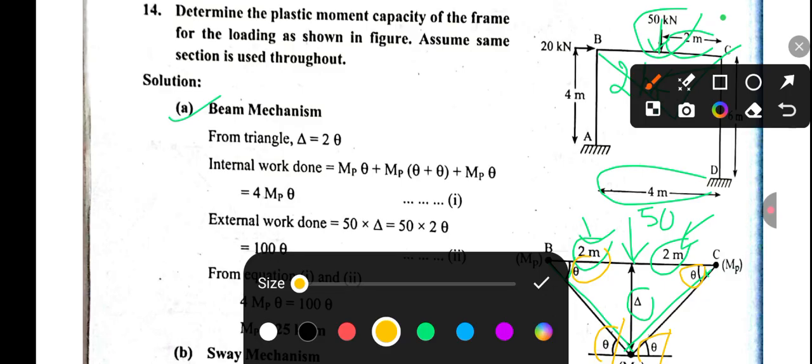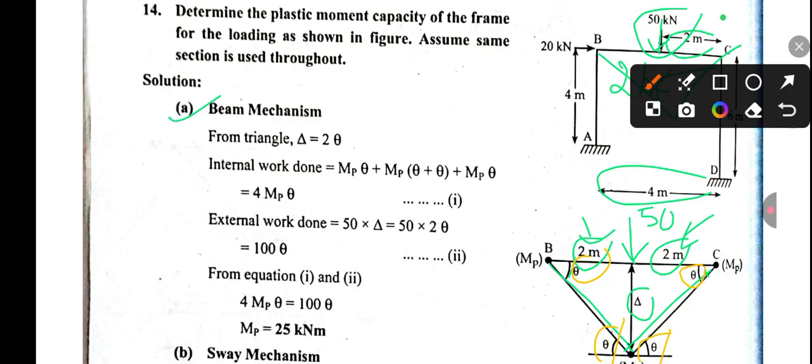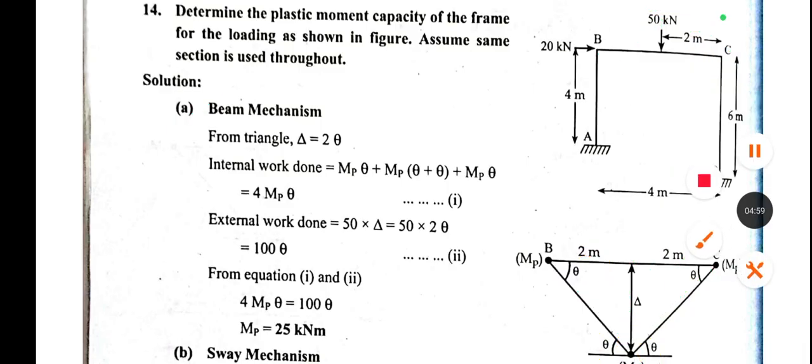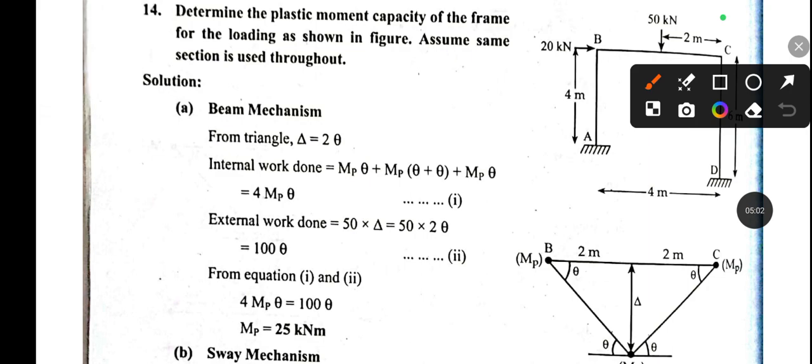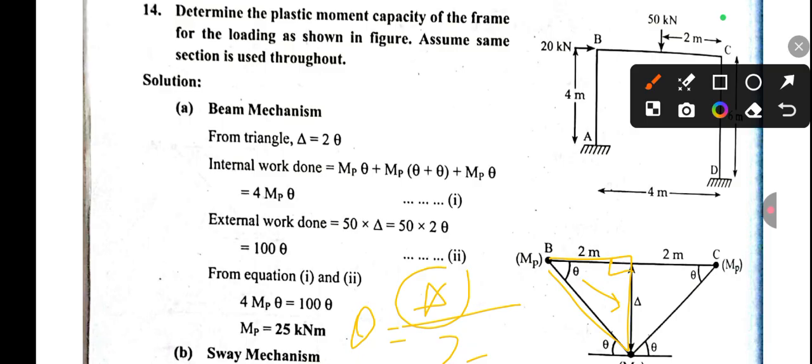Now in the given triangle, suppose we take this right angle triangle. In a right angle triangle, tan theta is nearly equal to theta, which is equal to p by b. P means this delta, upon b. B means this 2. So from here, delta can be written as 2 theta.